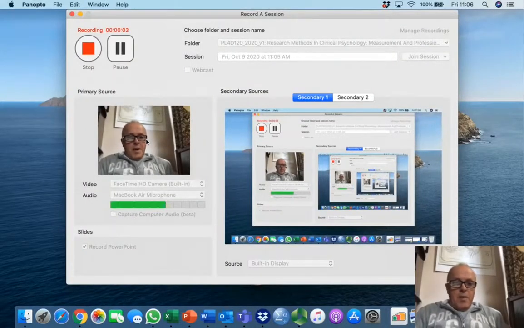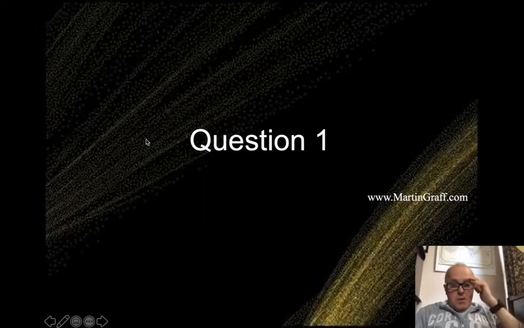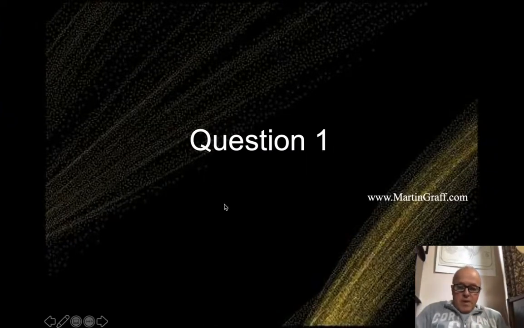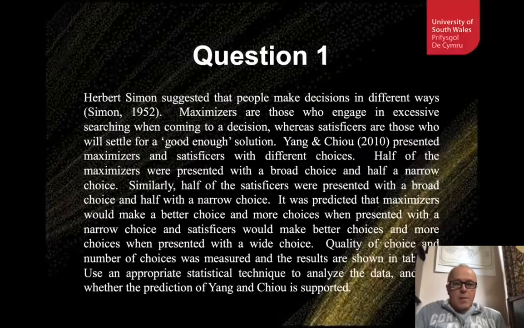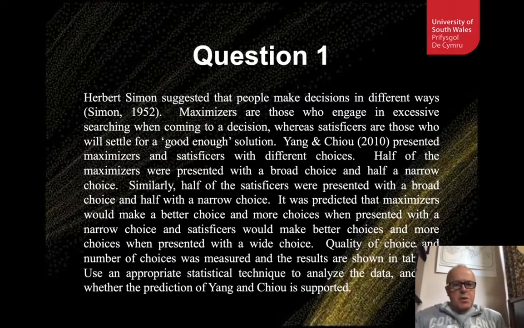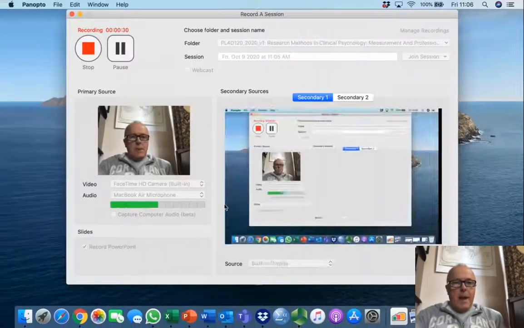Okay, so now we're going to come on then to look at the answers to those questions, which hopefully you've had a go at. Question 1 is: Herbert Simon suggested that people make decisions in different ways. Maximizers are people who engage in excessive searching when coming to a decision, whereas satisficers are those who settle for a good enough solution. So there are differences in the ways in which people make decisions, between being maximizers or being satisficers.